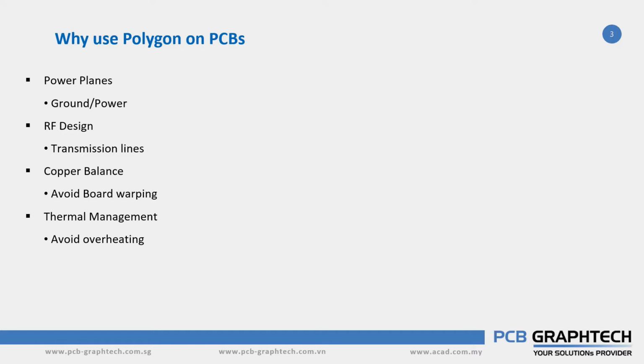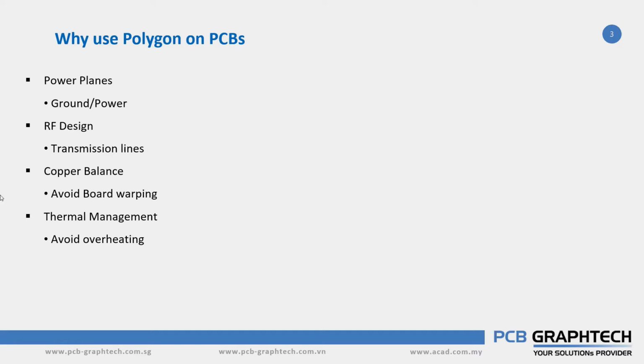When you go for RF design, polygons can be used to create transmission lines. We use them for transmission lines because of high frequency circuits. The polygon can be used as a transmission line, which helps to reduce the reflections. Next is copper balancing, which is used to avoid board warping. When it avoids the board warping, we get a good structure for your board. That is the main purpose of copper balancing.